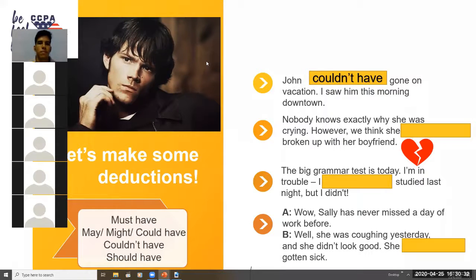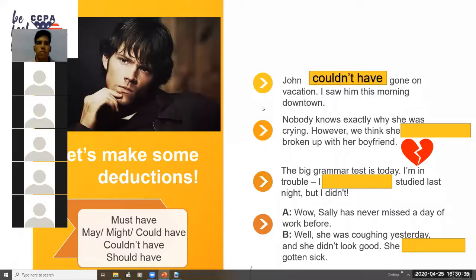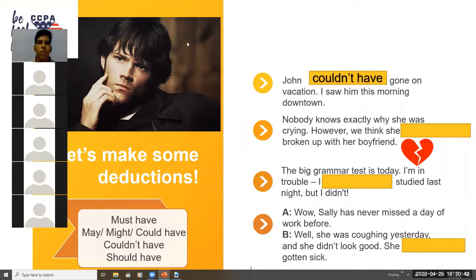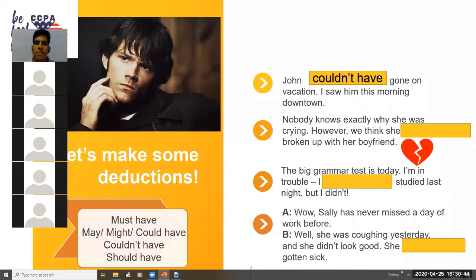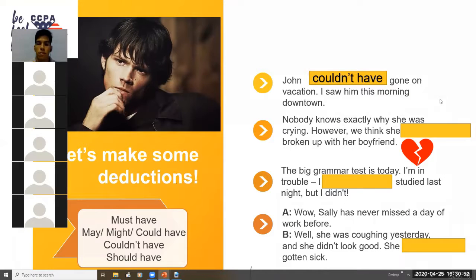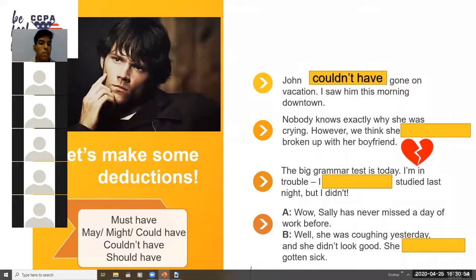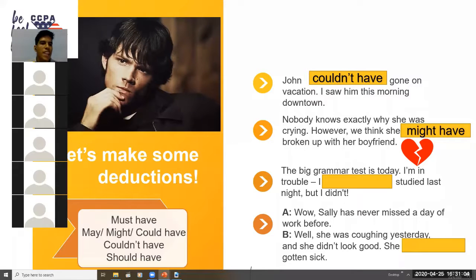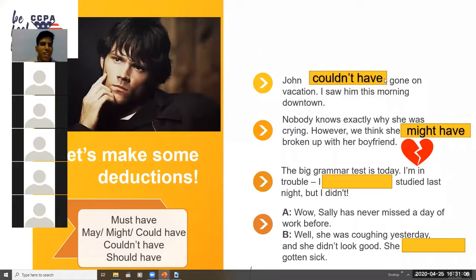Someone's asking in the chat to be the volunteer. Okay. Let's see, Gustavo, go ahead. Yes. Nobody knows exactly why she was crying. However, we think she may broken up with her boyfriend. Yeah, she may have broken, she could have broken, or she might have broken. Remember that we use the 3 of them for when we are 50% sure, right? Excellent. Thank you so much, Gustavo.